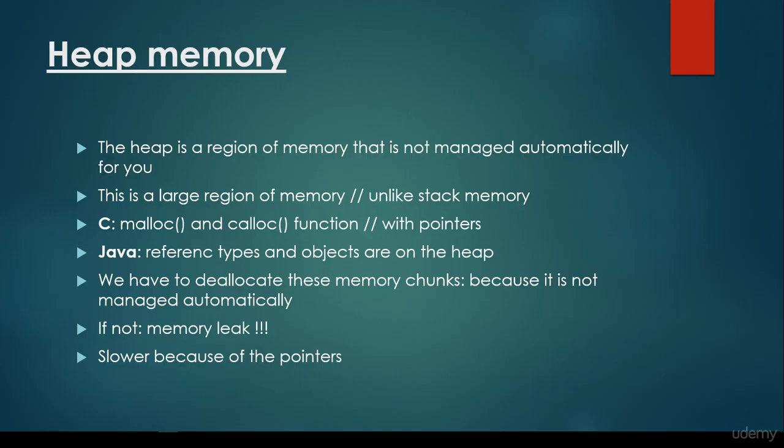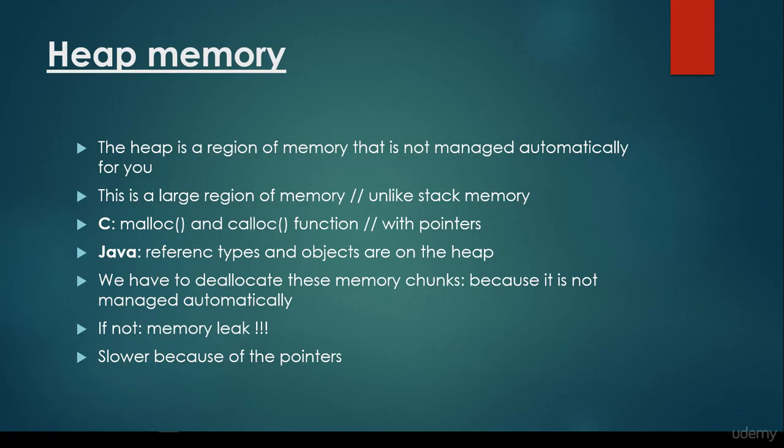What about the heap memory? The heap is a region of memory that is not managed automatically for you. It is in the random access memory as well. It's very important that this is a large region of memory, unlike stack memory, because we have been discussing that the size of the stack memory is very small. In C, for example, we have to use the malloc and the calloc functions and with the help of pointers we are able to allocate some space on the heap memory.